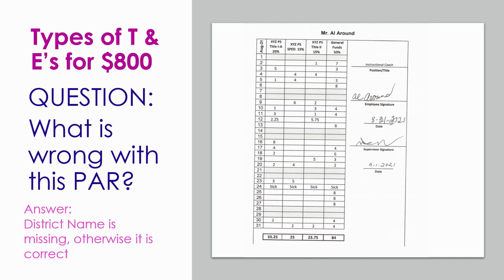So this person's an instructional coach. It has a position or their title. It also needs to have that. So you need to have the name. The other thing I actually would say is we should have the name printed on there so that we can tell whose it is. Their signature. Oh, it is. It's Mr. All Around. Okay, I missed it. It's there. But as long as it has the name and then it has the signature, then you're good to go.